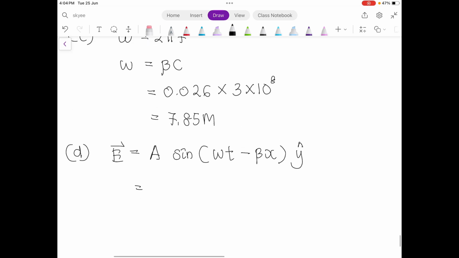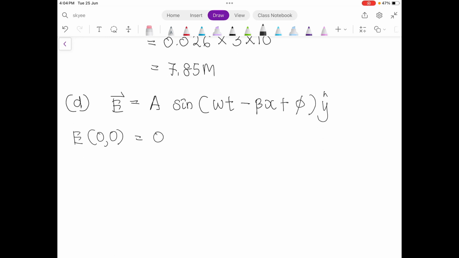Okay, right, forget that. You can put the angle in case you have a phi. The question tells us that the electric field when x is 0 and t is 0 is equal to 0. What happens here when x is 0? It is sine. t is 0, so 0, x is 0, 0, plus the phi.